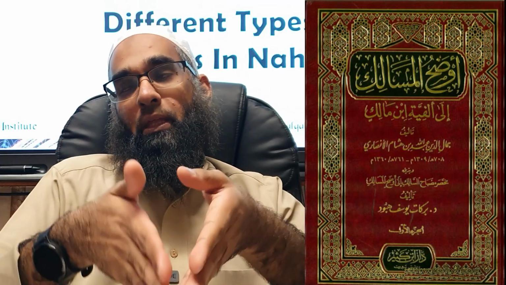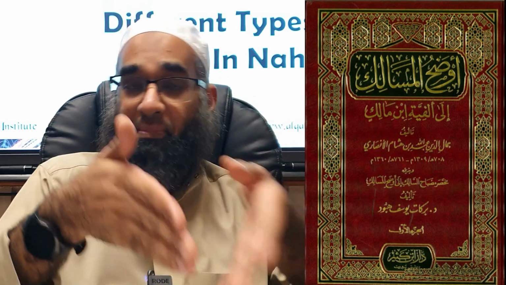And based on Alfiyat ibn Malik is Ibn Hisham's Awdahul Masalik. Now, this is the same as Alfiyat ibn Malik, but it's not in poetry form. It's in prose, so it's much better. But it's quite detailed. It's got a lot of mustathnayat, etc.